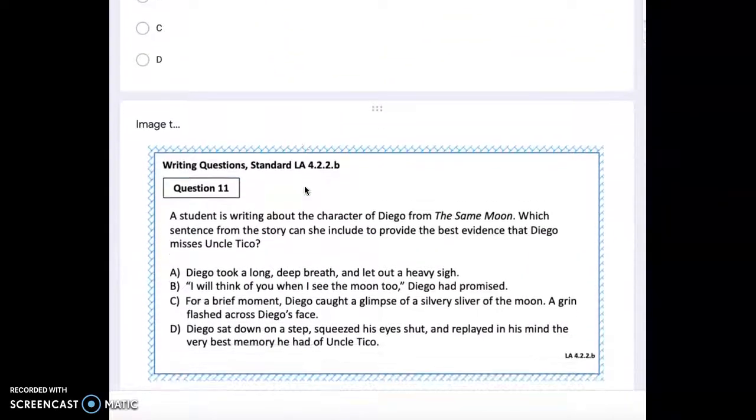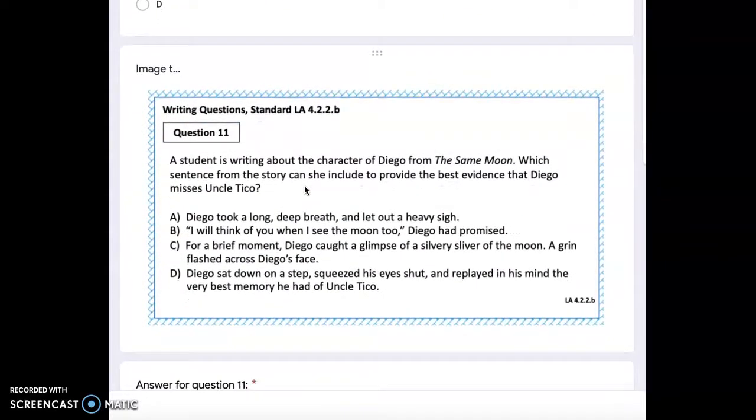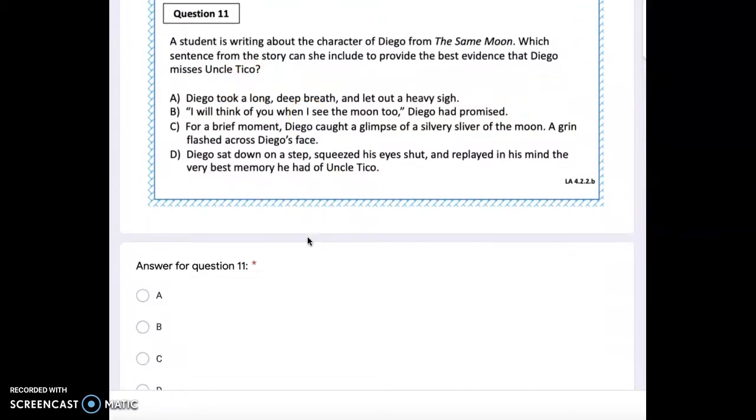Question 10. Here's a student writing about Diego from the same moon. Which could she include to provide the best evidence that Diego misses his uncle?